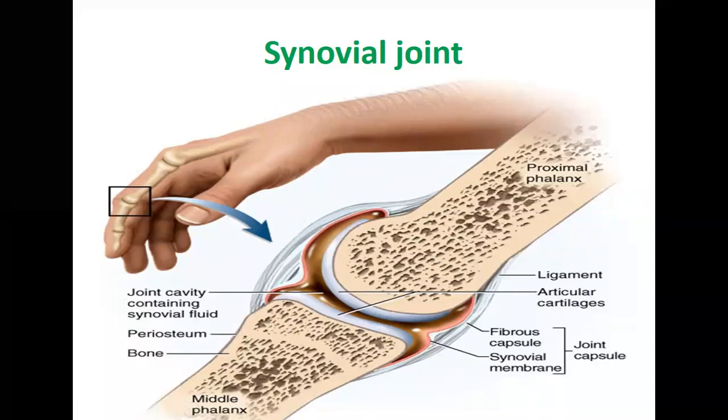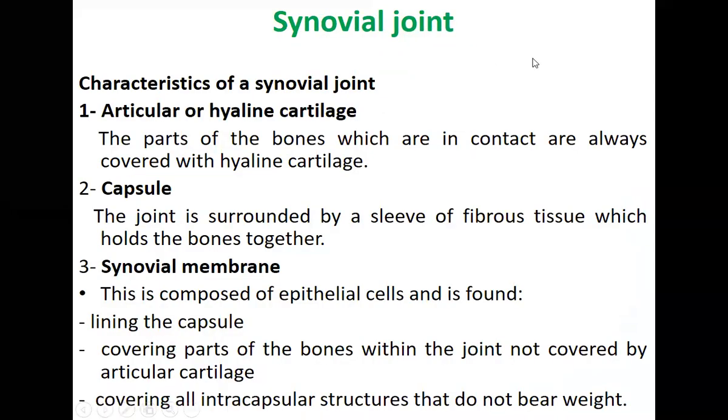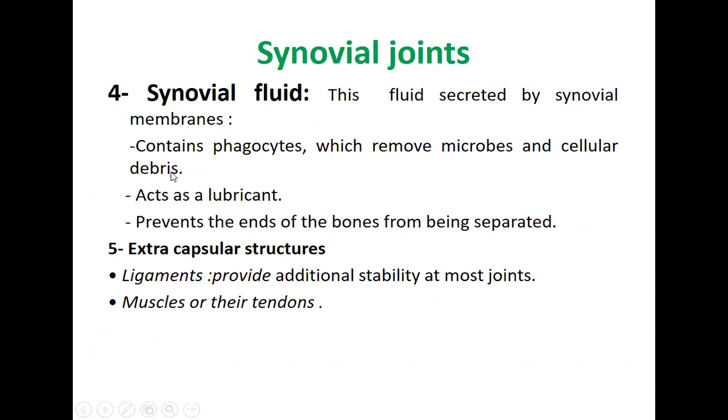These are the features of the synovial joint. Whenever you see a synovial joint, these are the characteristic features. Which are those? One, it is lined by articular or hyaline cartilage. Second, it always has a capsule. Third is the synovial membrane. Fourth is the synovial fluid, and fifth is the extracapsular structures. These are the features of the synovial joint.